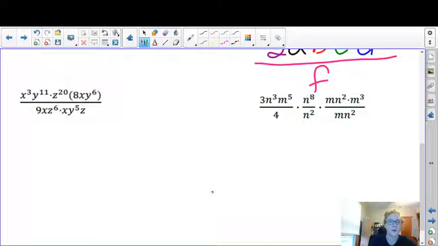This one, we're going to go ahead and start with coefficients. I have 8 and 9. Neither of those are divisible into each other, and there's nothing that can go into either one of them. So we're just going to leave it 8 on top, 9 on the bottom.